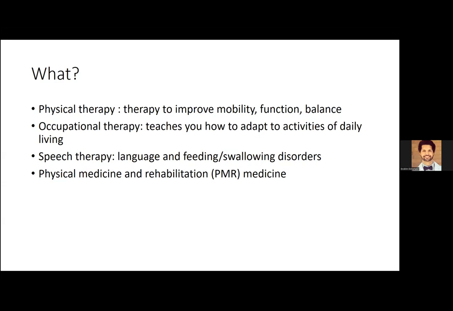Physical therapy is therapy to improve mobility, function, balance, big picture, gross motor functioning. Occupational therapy specifically teaches you how to adapt to activities of daily living, how to eat by yourself, how to use the bathroom, how to go about your day doing the things that you need to do and that you like to do. Speech therapy focuses on optimizing language and also feeding and swallowing disorders. So speech therapists do a little bit of both. It's really focusing on oral intake and language as well. And then physical medicine and rehab we'll talk about briefly some more in a little bit.